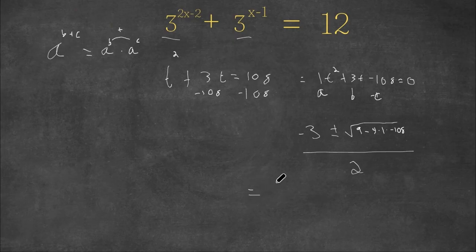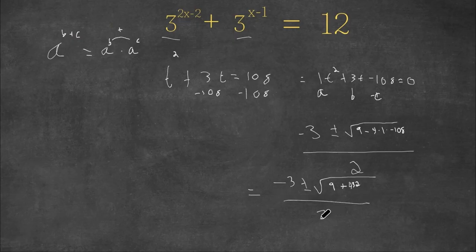All right, so now this would equal negative 3 plus or minus the square root of 9. Negative 4 times 1 is simply negative 4, and negative 4 times negative 108 is positive 432.